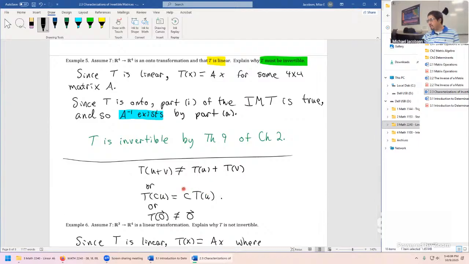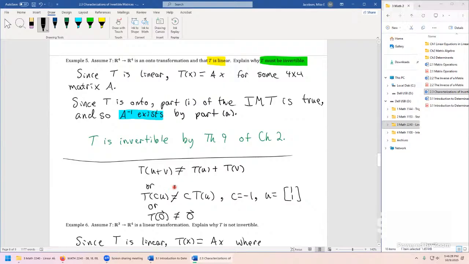You might pick something like, say, c equals -1, u equals (1, 1), then take T at c times u, see what that comes out as, then take T of u, multiply it by c, see what this one comes out as. You're trying to go for the non-equal right there. Oh, so with the c, you just pick one constant, whatever scalar you want, and run through it and see if it works out.